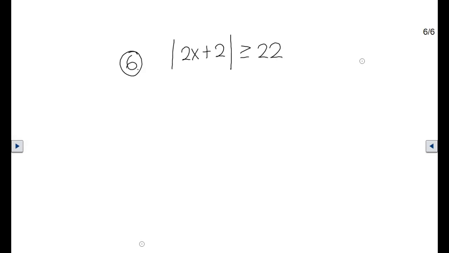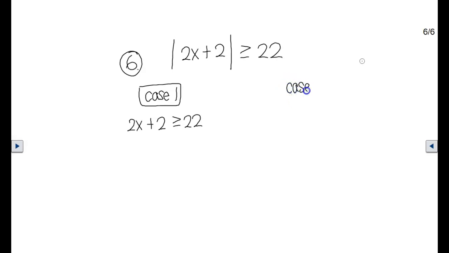All right, so let's go through the solution to this one and see how you did. 2x plus 2 has to be 22 or more spaces away from 0. So what should your case 1 look like? Hopefully for your case 1 you wrote down 2x plus 2 is greater than or equal to 22. Should look exactly like the problem, but no absolute value bars. So that should have been your case 1.